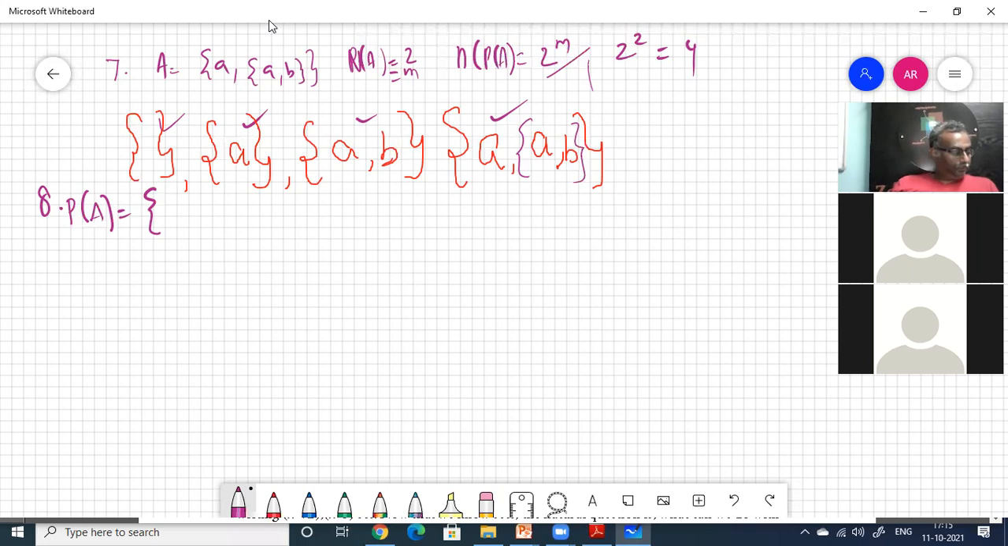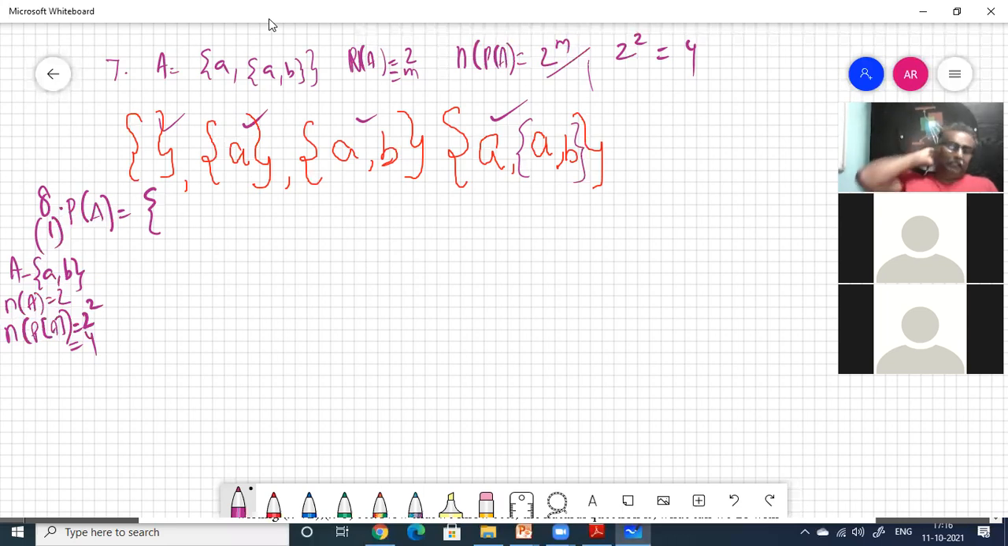The power set of the first one, A. A is equal to {a, b}. Write the power set of that. So there are 2 elements. How many elements should be there in the power set? 4 elements should be there. 2 to the power of 2. N of A is equal to 2, so N of P of A will be equal to 2 to the power of 2. That will be 4. So write all the 4 elements in the power set.